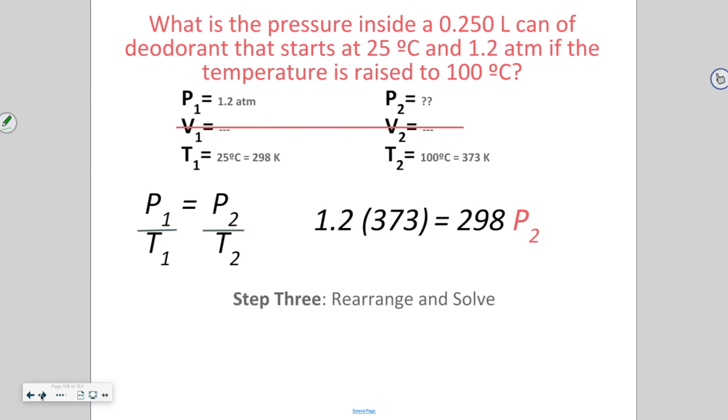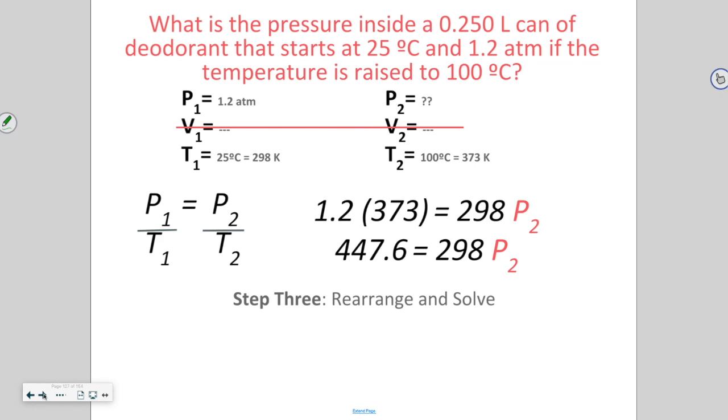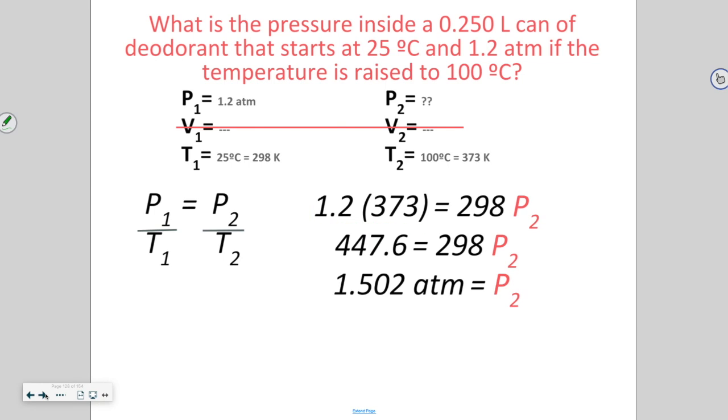So, now that we have this, let's combine like terms and simplify. 1.2 times 373 gets 447.6, and then divide by 298 in order to solve for P. Why is it ATMs? Because our initial was in ATMs, and so that means our final is also going to be in ATMs.